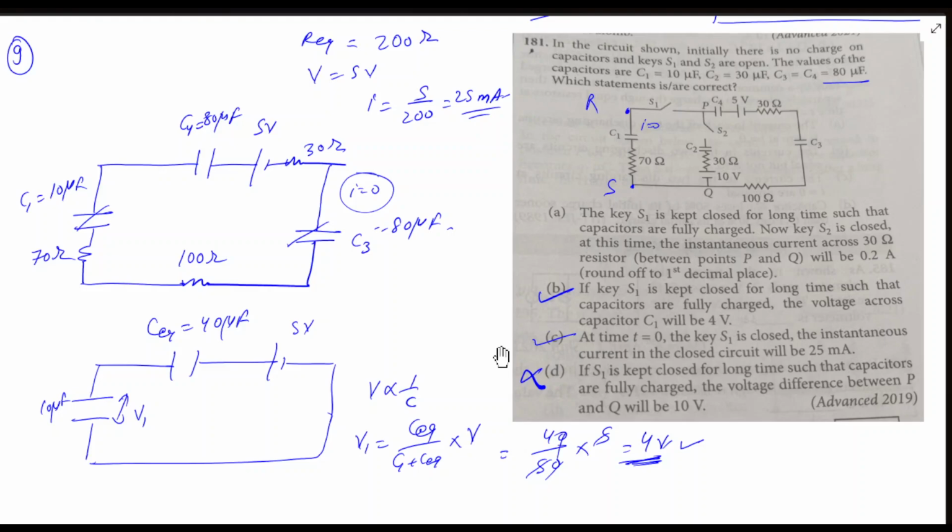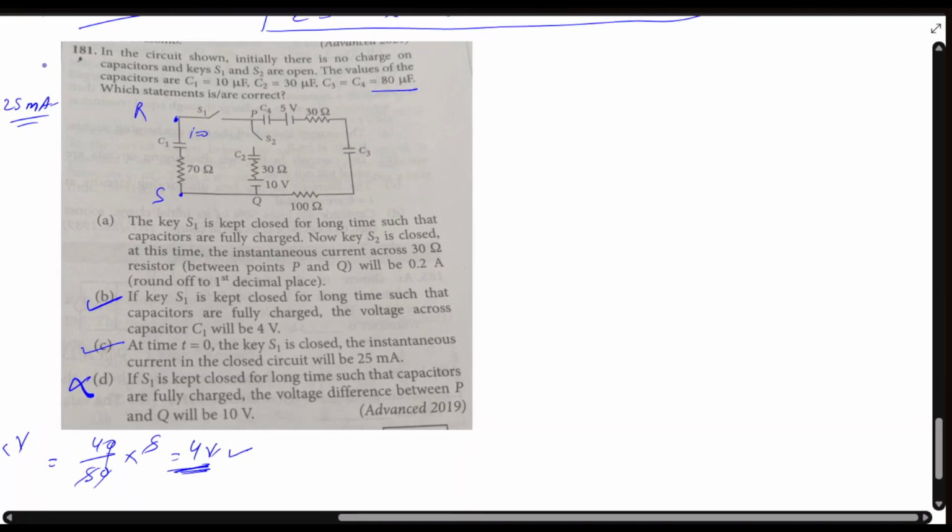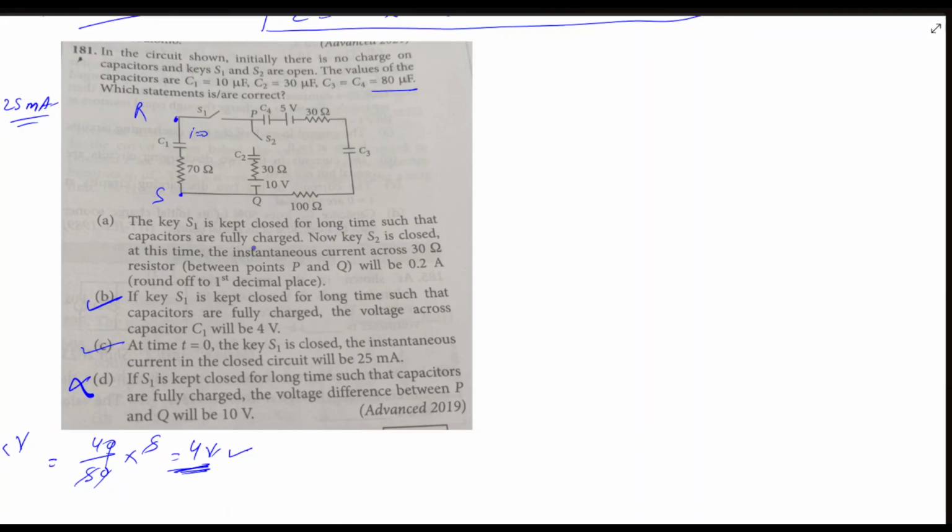Now let's move on to A. Saying after S1 is kept closed for a long time such that capacitors are fully charged. Okay. Now S2 is closed. Okay, so let me make the diagram. S2 is closed. Now S2 is closed, so the diagram will be like this.